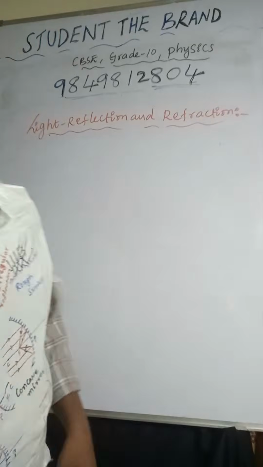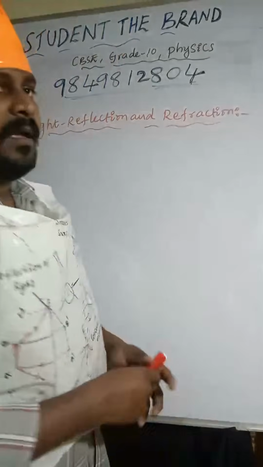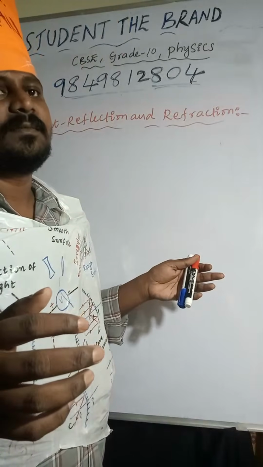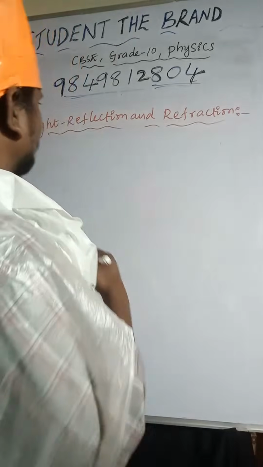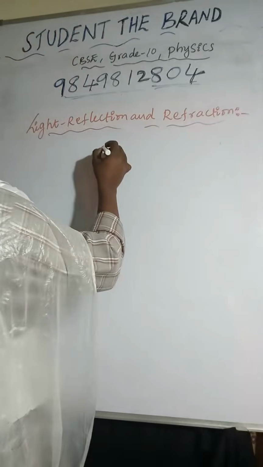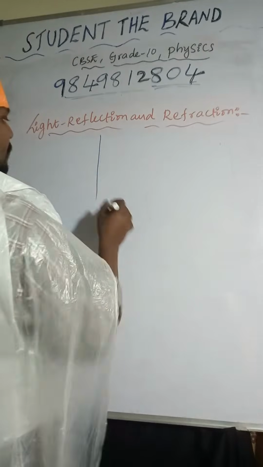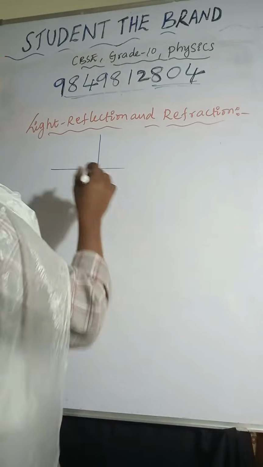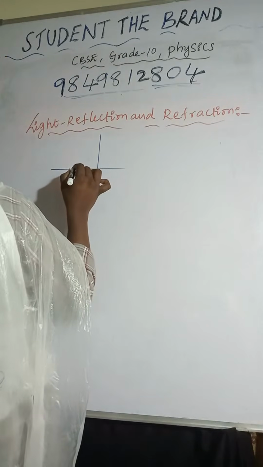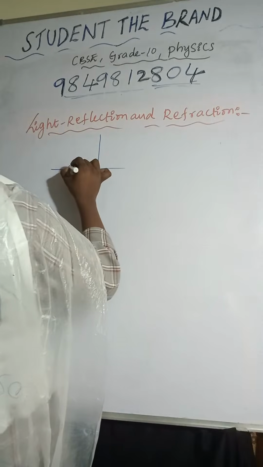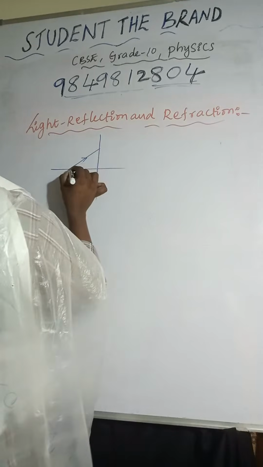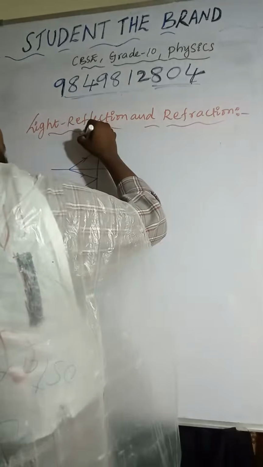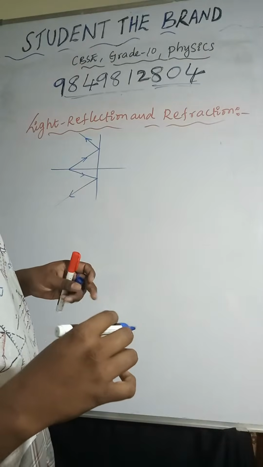Okay, now I'll discuss image and object. I'm taking the object like this. From this one, light rays are coming, and here also light rays are coming. So these are reflected light rays.